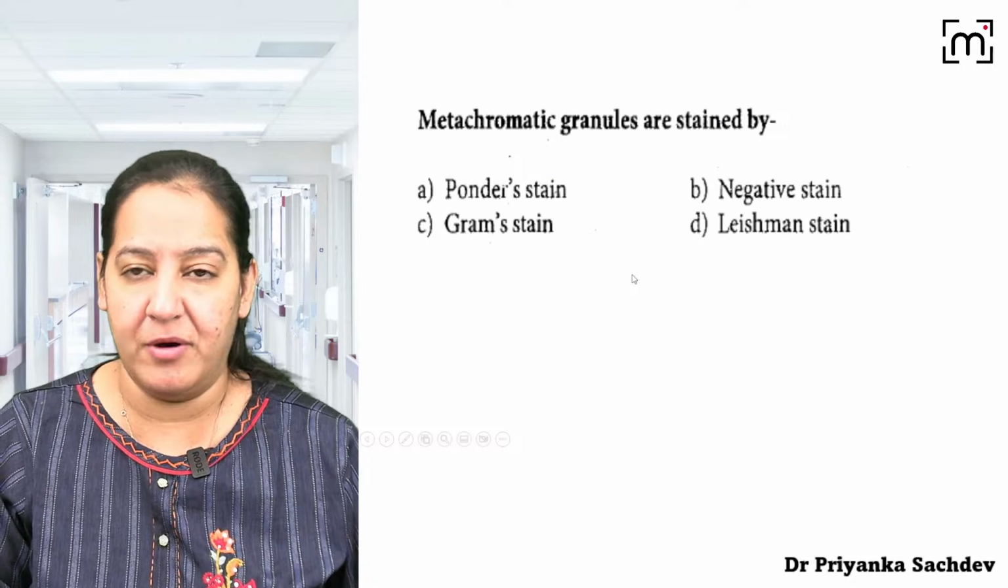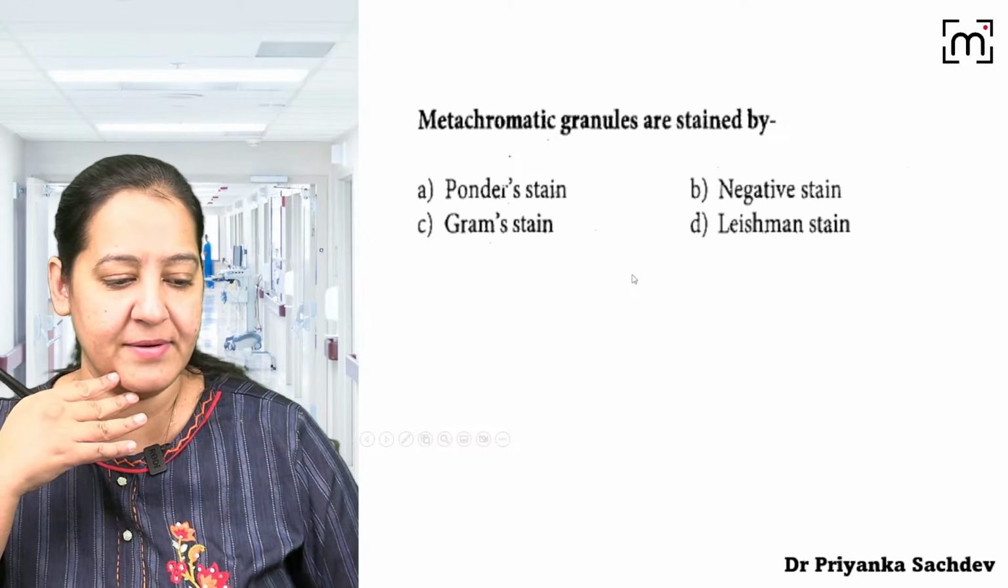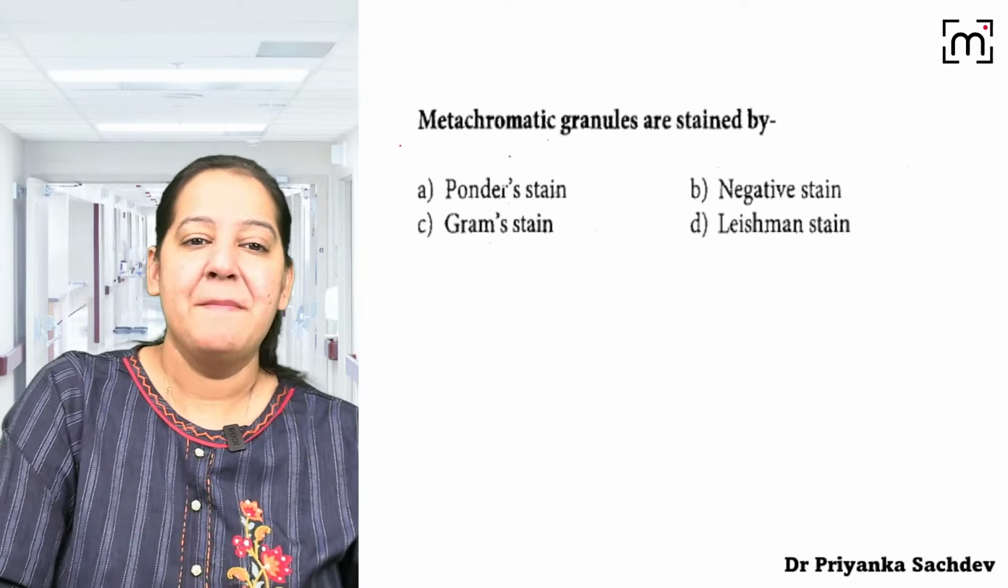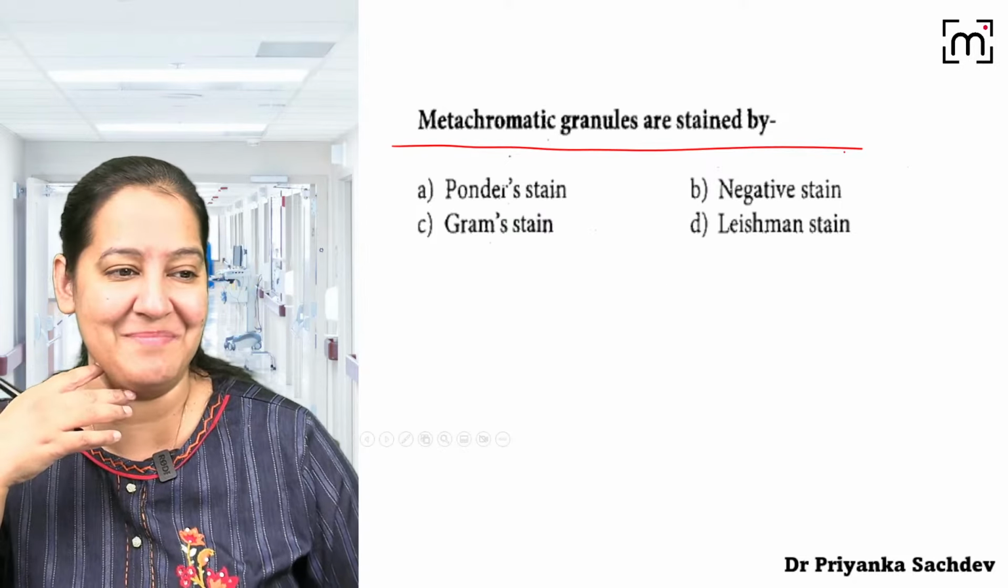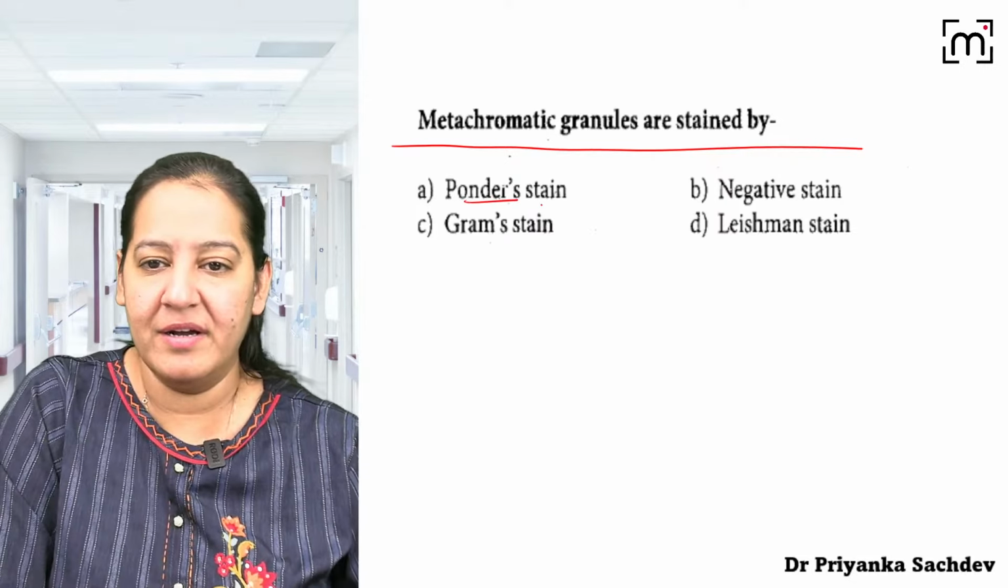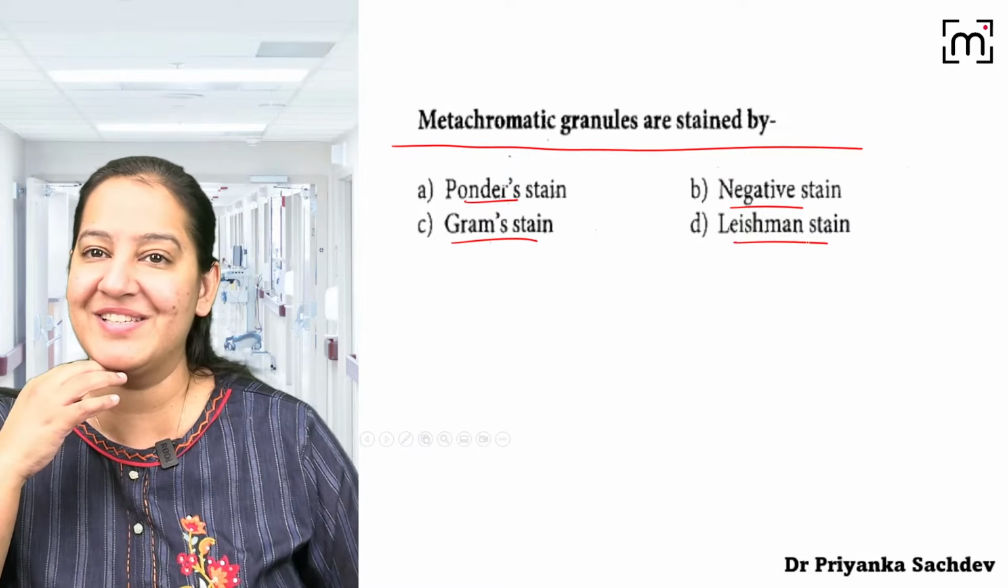Okay, I will help you in solving some questions. Can you help me in answering it? Metachromatic granules are stained by which stain? Is it Ponder? Is it Negative? Is it Gram? Is it Leishman? What is the name of the stain?